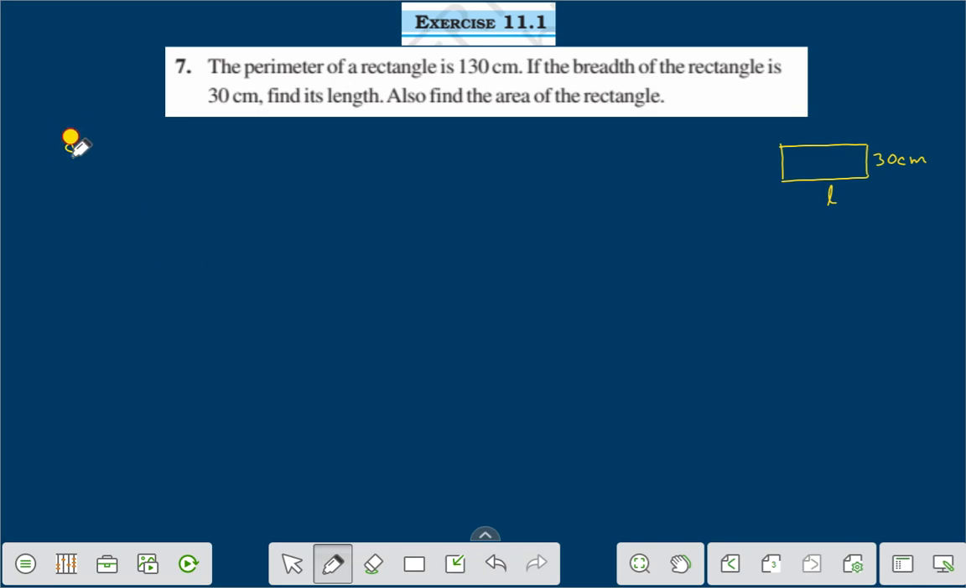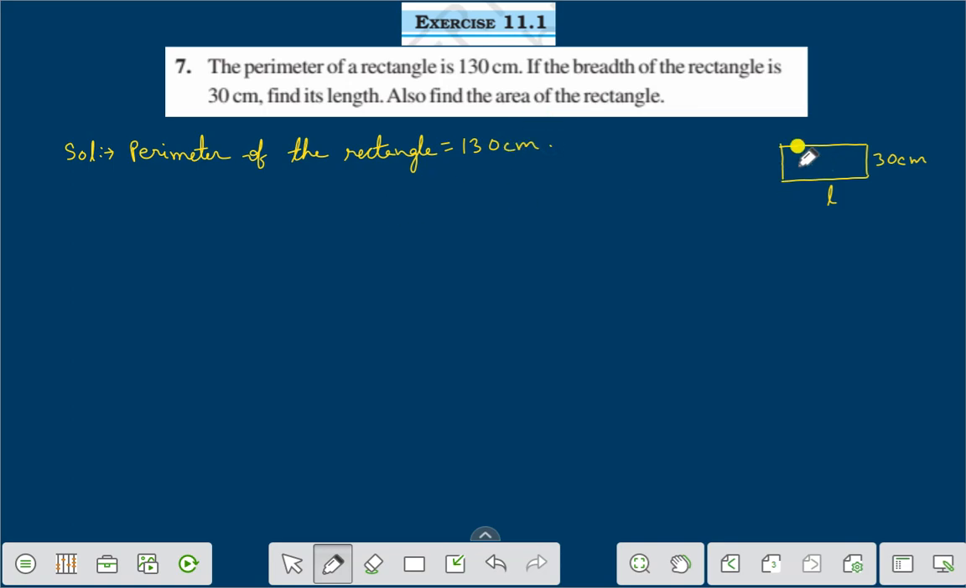Perimeter of the rectangle is equal to 130 centimeter.